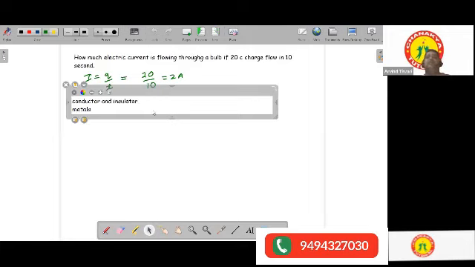So, conductors are the substances which can conduct electricity. Insulators are the substances which cannot conduct electricity. For example, we have metals, all the metals. We have sand. We have water. Let's leave water. Plastic.